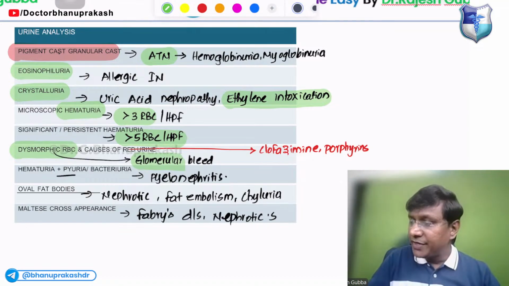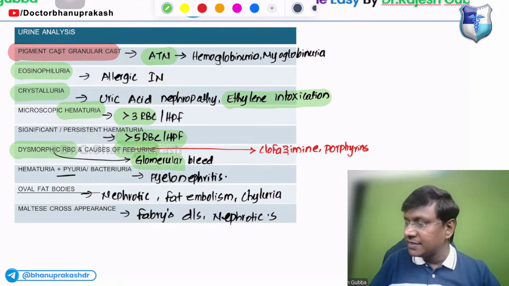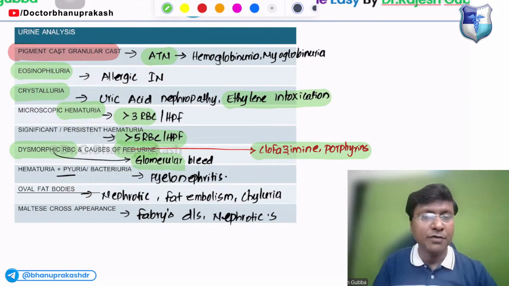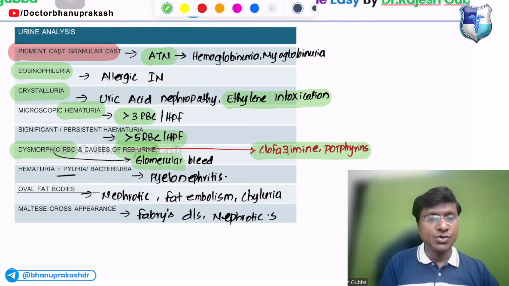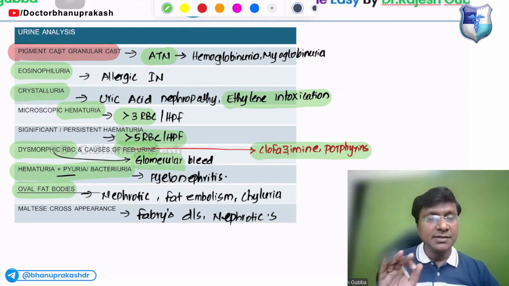What are the conditions where you have red urine? Red urine is observed in cases of clofazimine and porphyrins. Now, if there is a combination of hematuria, pyuria, and bacteriuria, that is suggestive of pyelonephritis. And if there are oval fat bodies, that is observed in nephrotic syndrome, fat embolism, and chyluria. These are the conditions where you have oval fat bodies: nephrotic syndrome, fat embolism, and chyluria.